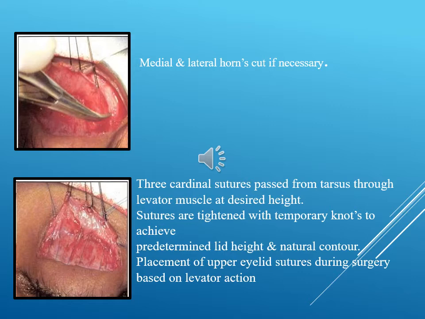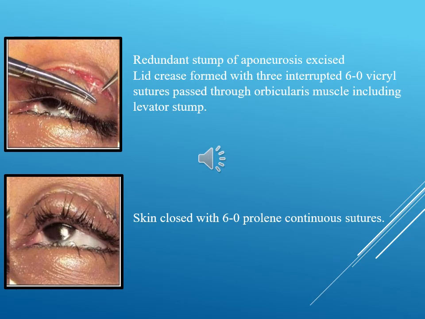Then 3 cardinal sutures are passed from the tarsus through the levator muscle at the desired height. The sutures are then tightened with a temporary knot to achieve the predetermined lid height and the natural contour of the lid. Also, placement of upper eyelid sutures during surgery is done based on the levator action. Following the previous steps, the redundant stump of aponeurosis is then excised.